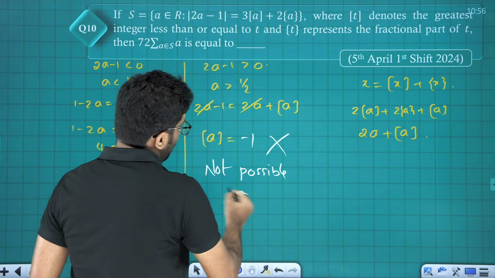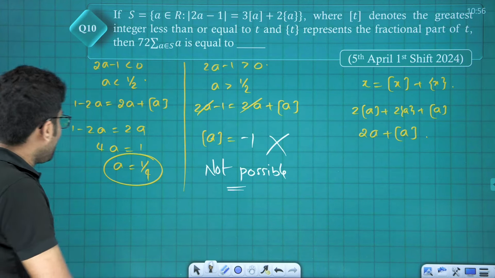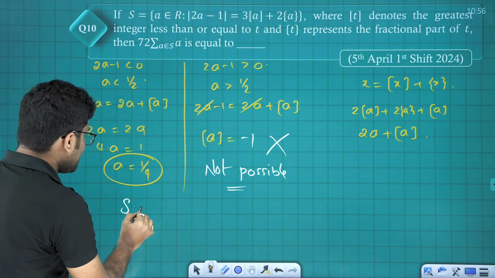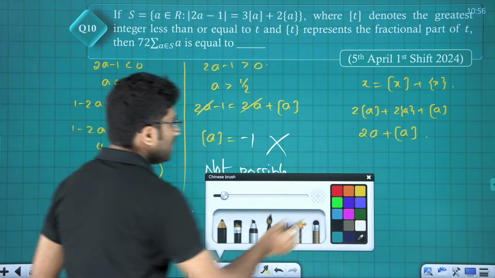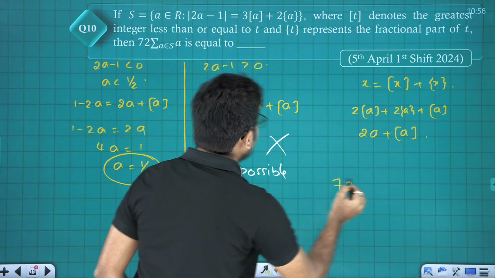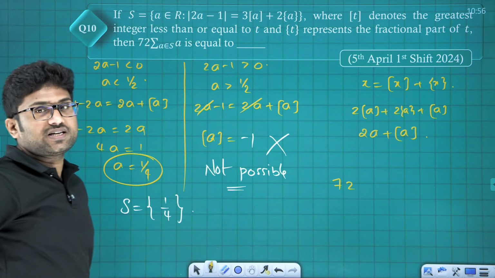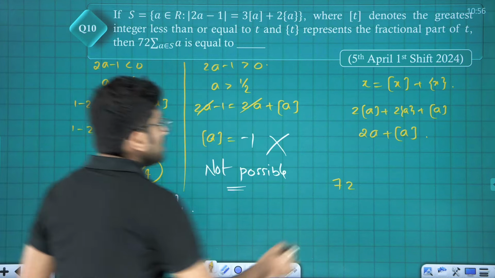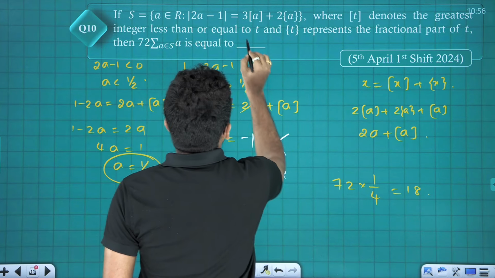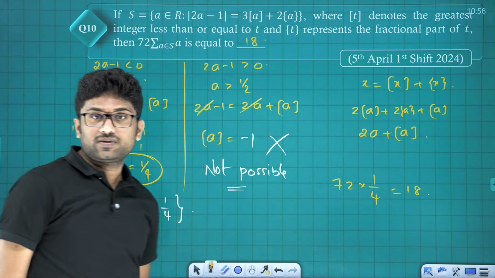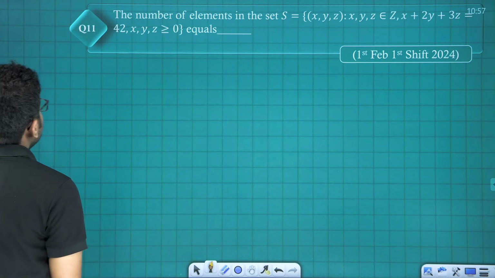Not at all possible. So if it is not possible, that means set S is nothing but only one element, which is 1 by 4, friends. So what do we need? Required is 72 times the sum of all the elements of set S. Only one element. So 72 divided by 4, which is 18. Answer is 18, friends. Next question.